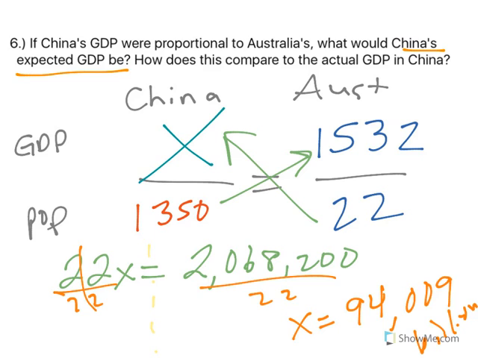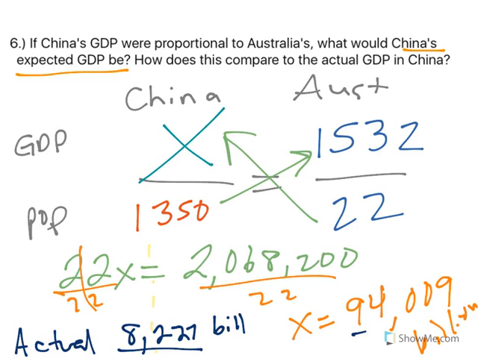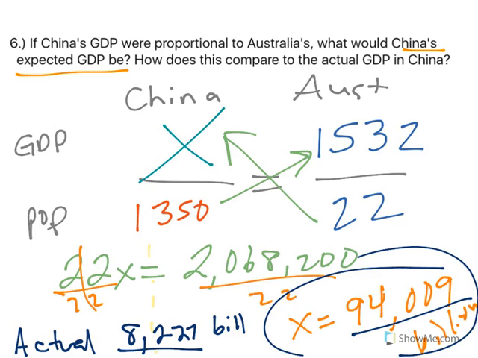China's actual, I'm out of space and I did not give myself room on the next page, but their actual GDP, I'm just going to write that down here, their actual is, if you remember, 8,227 billion. So you're comparing 8,227 to 94,009. Oh, I don't know, maybe a little bit of a difference, right? So you can see that Australia just far outproduces China because this is what China would produce if they were like Australia. And this is why proportions are cool. You can kind of do this thing.